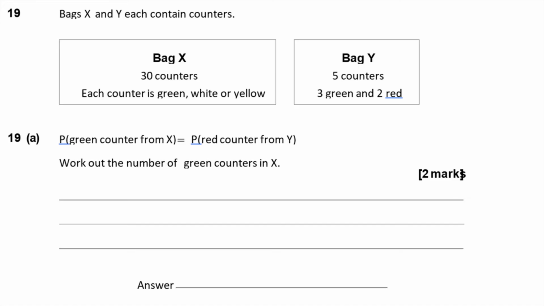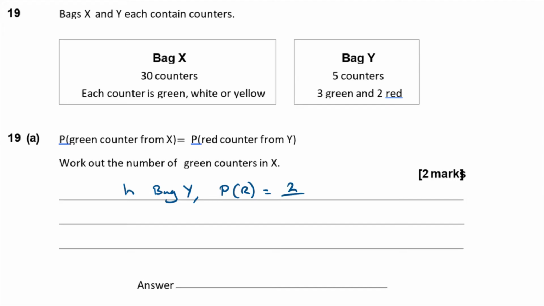Right, to work out the number of green counters in X, we first need to know what the red counters from Y are. So in bag Y, the probability of red is going to be, well, there are 2 red ones, aren't there?